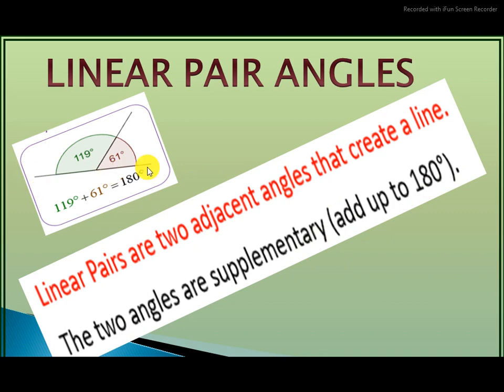So here we have a line, or you can say two angles are formed. Two adjacent angles, they are next to each other and they form a line. When they add up together, they form a line which is 180 degrees.